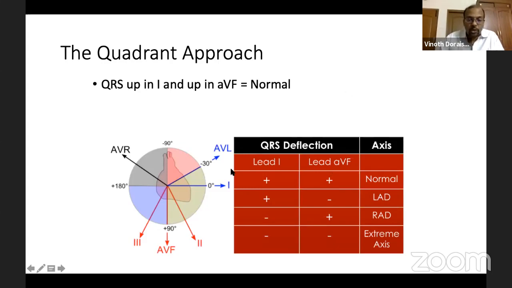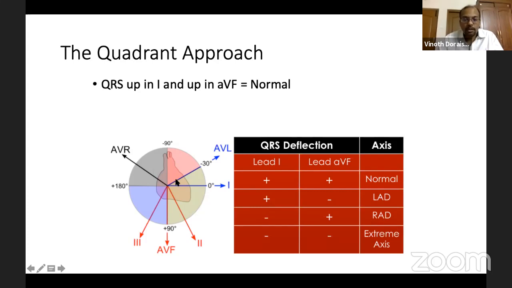So now we know that, based on this hexaxial reference, we can divide this into 4 quadrants. You have the left lower quadrant, the left upper quadrant, which is also known as the left axis deviation. This is the normal axis. Then this is the right axis deviation, which is the right lower quadrant, and this is the extreme axis deviation, or known as the no man's land, the right upper quadrant.